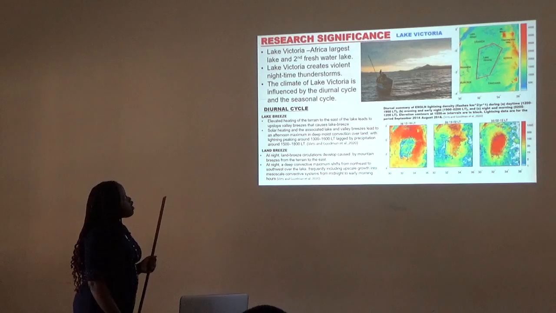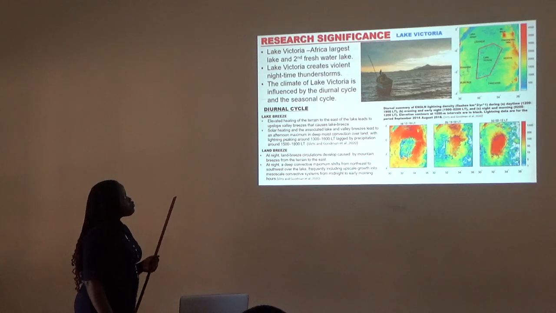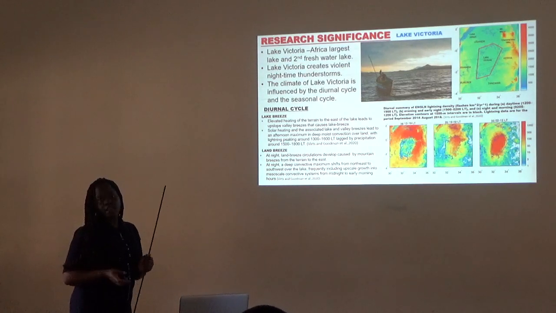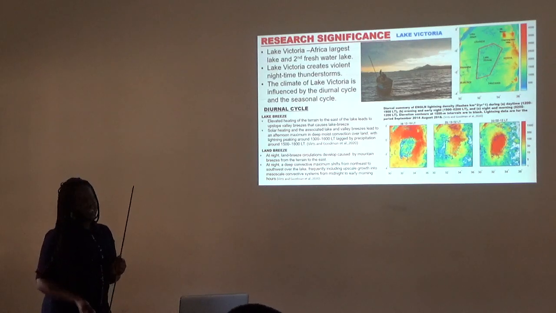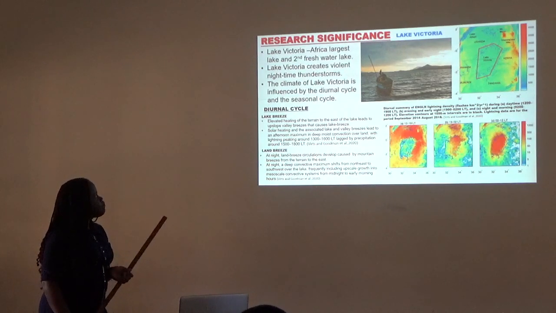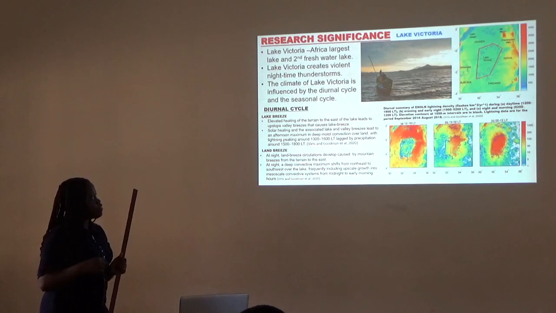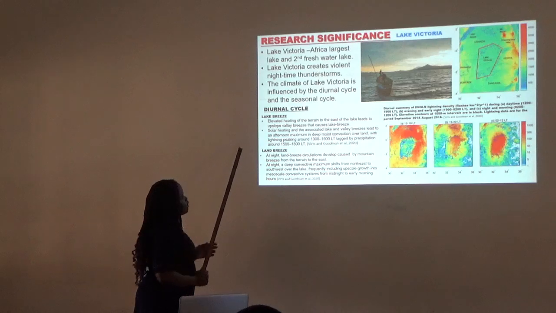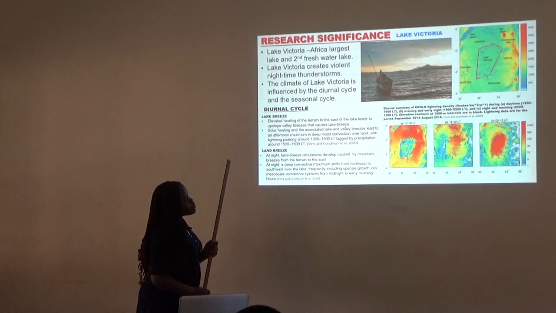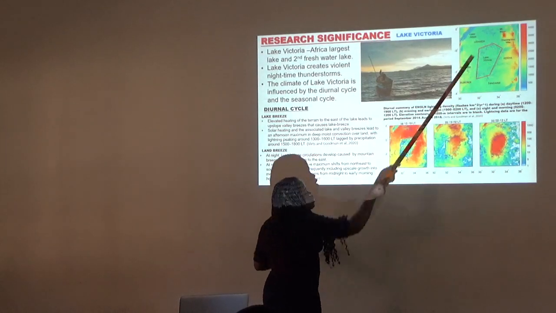It's Africa's largest lake and the second largest freshwater lake. And it creates violent thunderstorms, especially during the night time. Even when you ask the fishermen, they will tell you the same thing. And the climate over this region is influenced by the diurnal cycle and the seasonal cycle. The diurnal cycle is influenced by the lake breeze and the land breeze. And this is our region of interest over the lake.